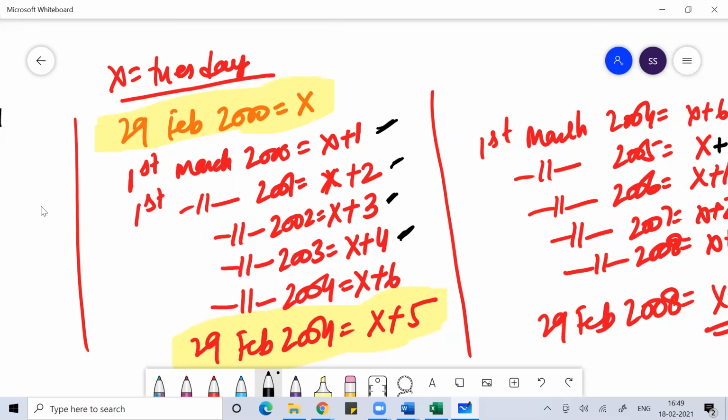So if you notice, this will repeat after 28 years. You can do this calculation by yourself. It will repeat after 28 years. So in 100 years, the century means 100 years. In 100 years, 28 times 3 is 84, so it will come 3 times. You can do this calculation.